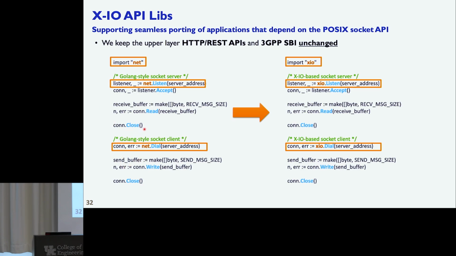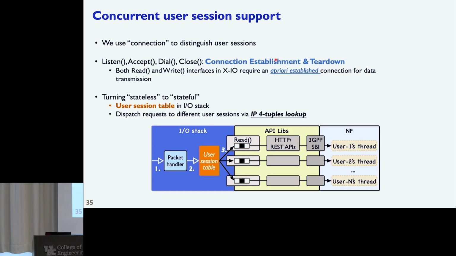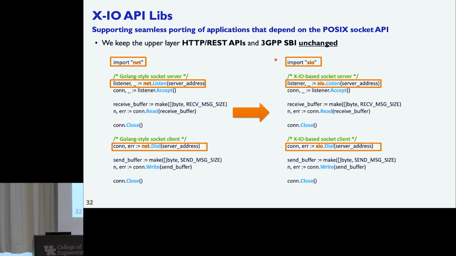That is the kernel-based implementation, but when we switch to a shared memory-based implementation, we don't need to refactor all of this code. What we need to do is simply replace the imported modules from Golang's net module to our XIO module, which uses shared memory processing. This only involves 3 lines of change. And further, by importing the socket APIs into Golang's HTTP REST API and 3GPP API, we can keep most of the code unchanged and port the implementation from kernel-based solutions to our shared memory-based solutions seamlessly.